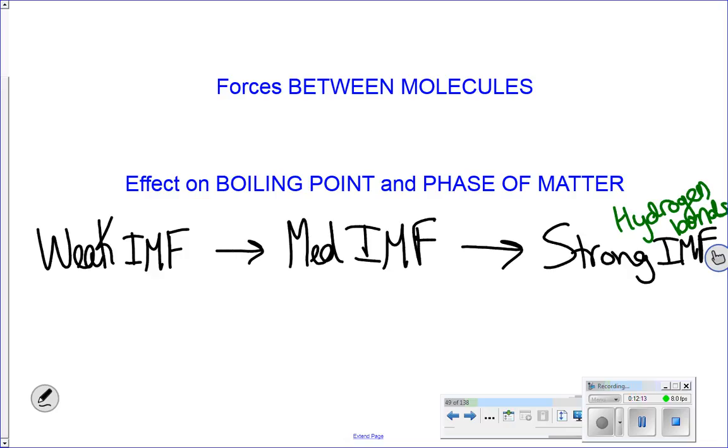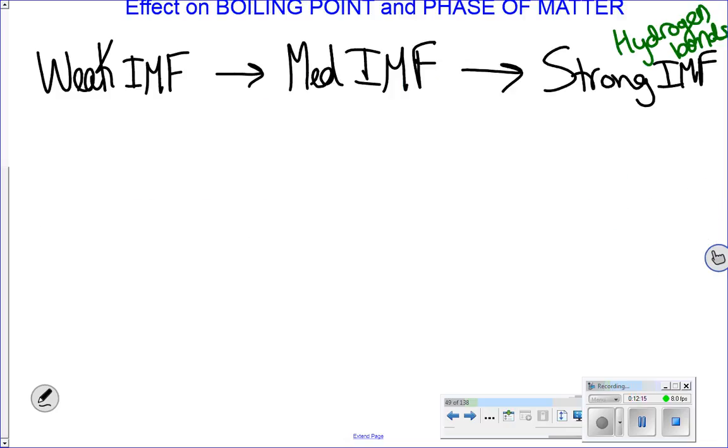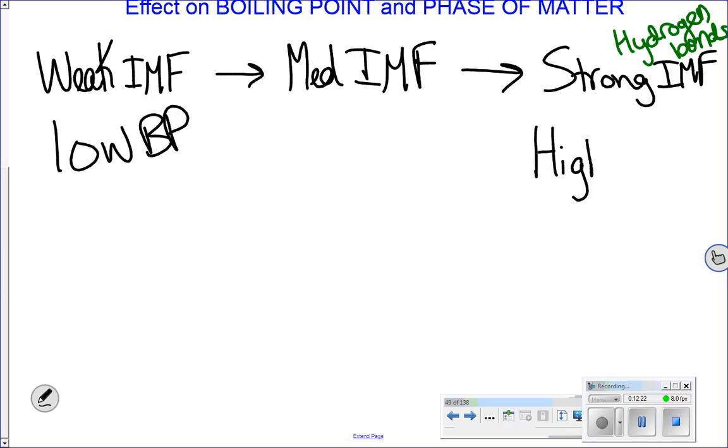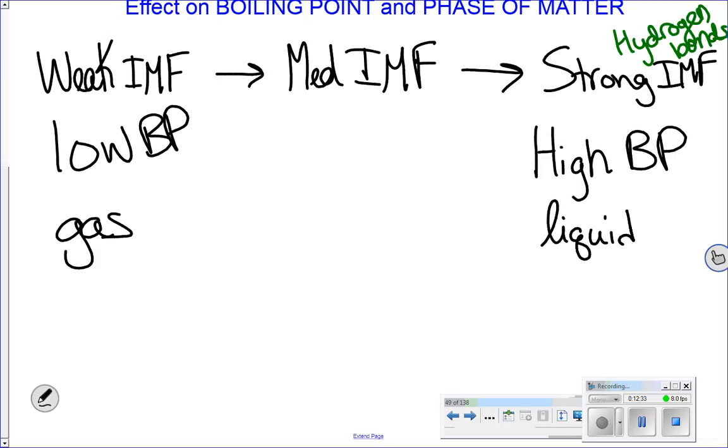Weak intermolecular forces are going to give you low boiling point, strong, high boiling point. Weak, gases at STP, strong, more likely to be liquid, potentially even solid. Most of the things we're talking about are going to be liquids. Very often in the middle, you're going to run into moderate boiling points. Very often easy to evaporate liquids.